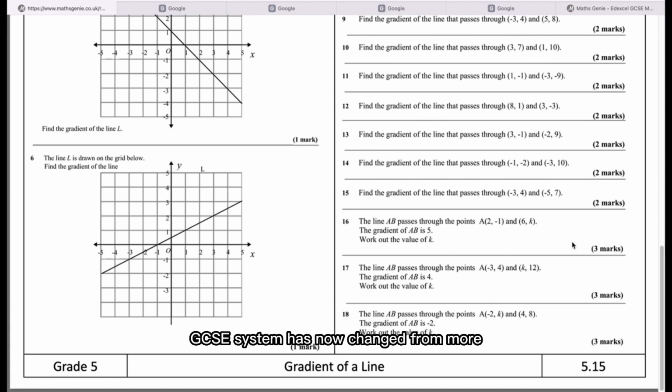The grade 9 to 1 GCSE system has now changed from simpler ways, where you could just memorize how to do a question in a particular method, to now applying your knowledge. That's where the difference is between what your teachers were able to do in their exams and what I was able to do in mine, because I was definitely in your position. I had to apply my knowledge, I had to suffer like you guys, and I know exactly what I'm doing.